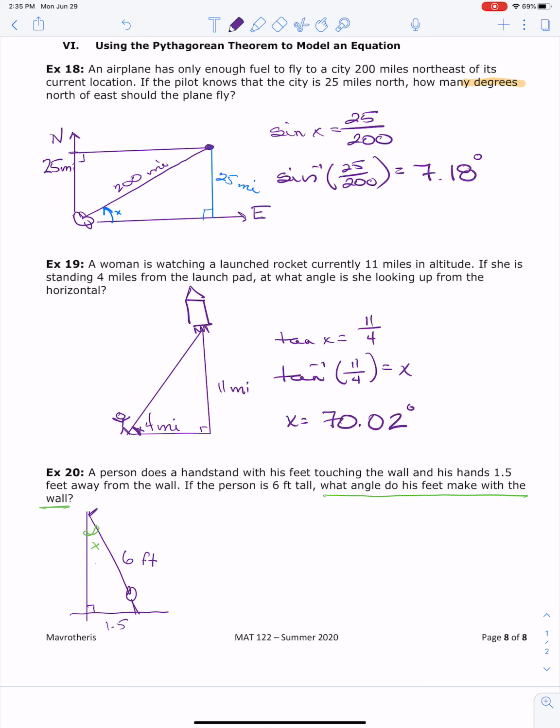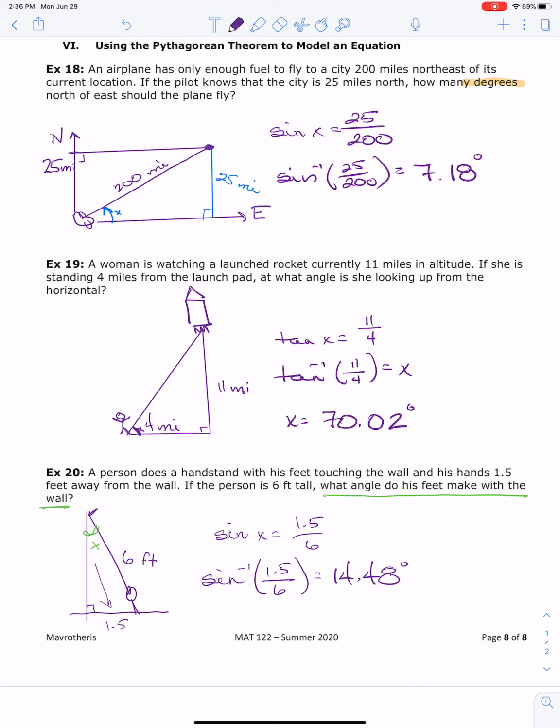We have the opposite side. We have the hypotenuse, and so again, we are talking about the sine. The sine of x here, 1.5 over 6. So inverse sine of, we could reduce that to 1/4 or just plug it in this way. And we get 14.48 degrees.